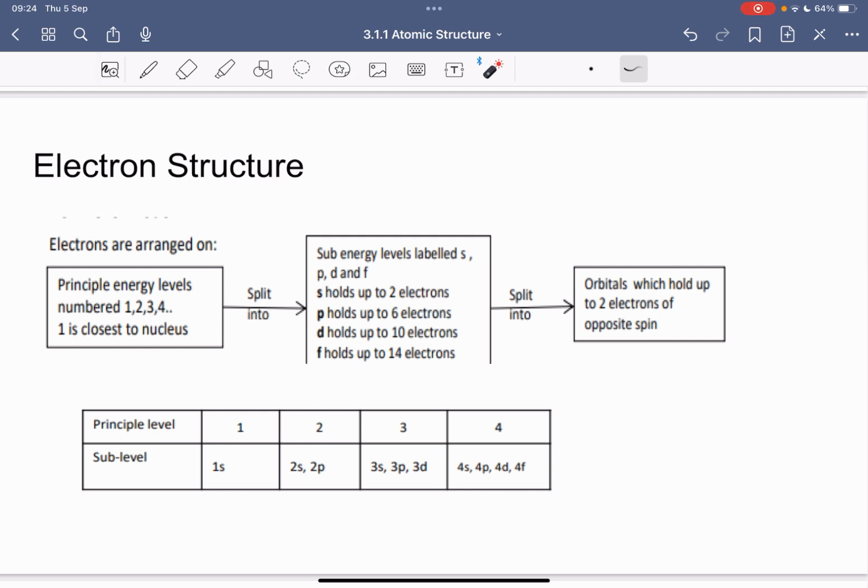Here you have your principal energy levels. This is basically your shells, but the shells can be split into subshells. The subshells are an S subshell, a P subshell, a D subshell, and an F subshell. An S subshell has 1 orbital, a P subshell has 3 orbitals, a D subshell has 5 orbitals, and an F subshell has 7 orbitals. Each of these orbitals has 2 electrons within it.